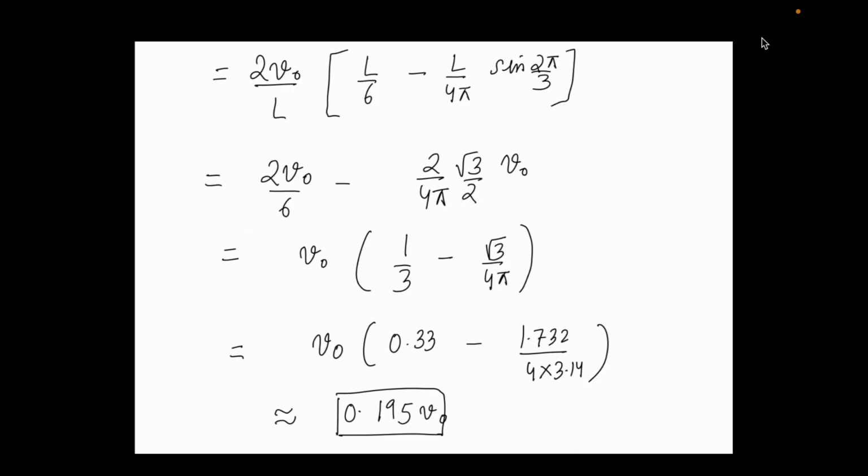Now you do it for the other potentials. For the first case, the correction E1 is 0.195 V naught. Just keep that number in mind.